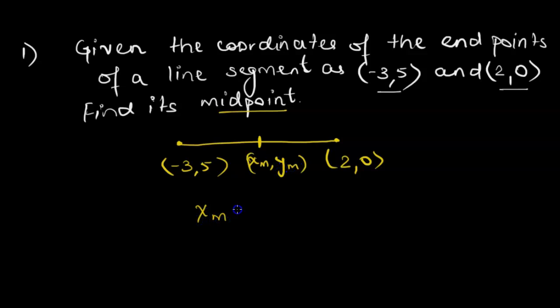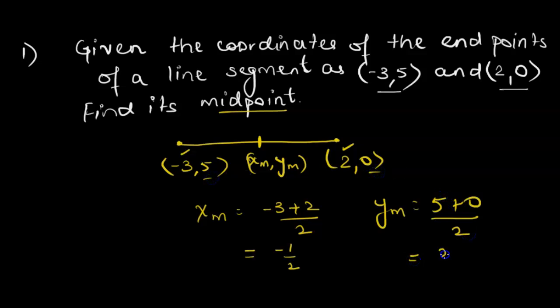Therefore, the xm value would be equal to -3 plus 2 divided by 2, which is equal to -1 by 2. Similarly, we can find the y coordinate by taking the average of the y endpoint coordinates, which is 5 plus 0 divided by 2, and that is equal to 2.5. We can write this as -0.5 if we want to write it as decimals. Therefore, the midpoint is going to be equal to -0.5, 2.5. And this is how we write down the midpoint when we are given the two endpoints of a line segment.